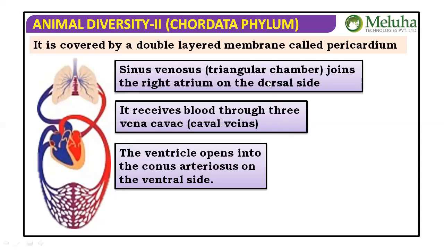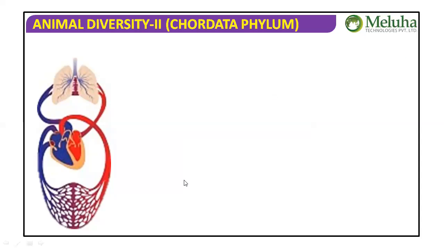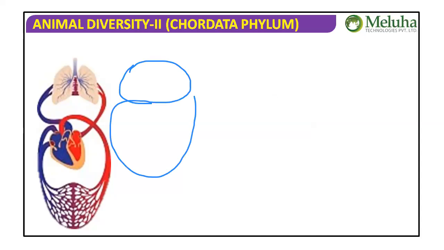The sinus venosus on the dorsal side and the conus arteriosus on the ventral side. Let me show you that these are the two chambers. And as I said to you, the two precaval veins and one postcaval vein collect the deoxygenated blood and pour the deoxygenated blood into the right atria. The work is over. Okay.